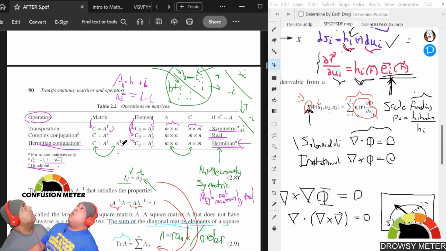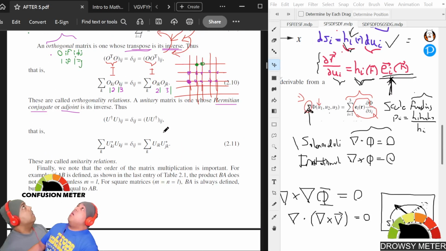Hermitian conjugation. Okay, this is weird. They're calling it Hermitian if it's equal. That is weird. Okay, we'll find it out. We'll find out the truth at some point.